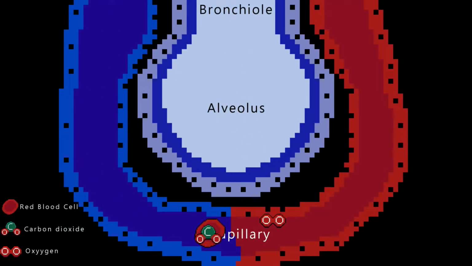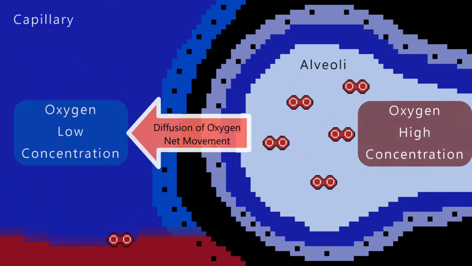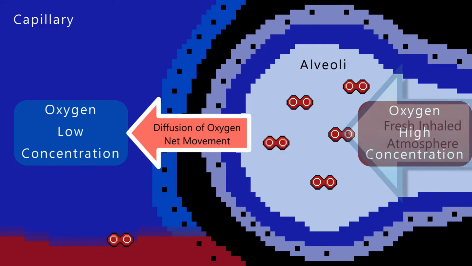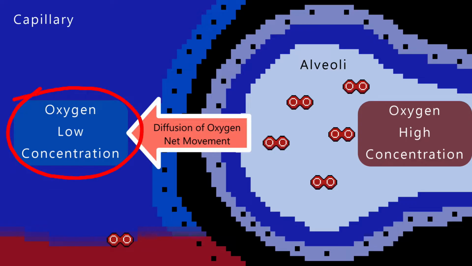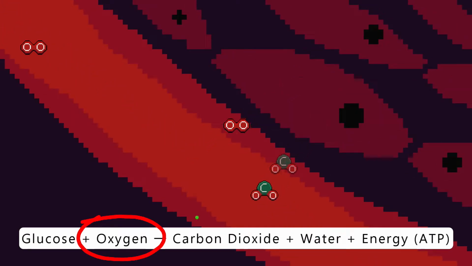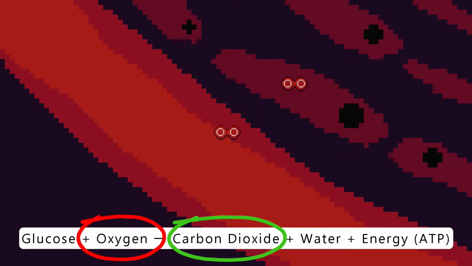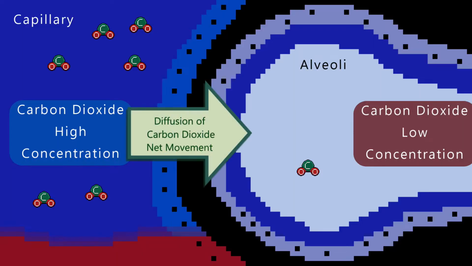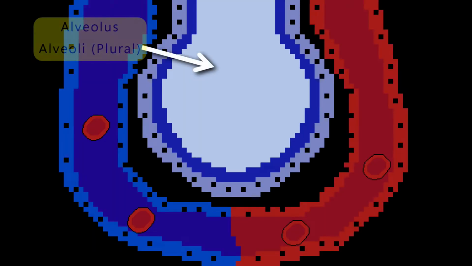Deoxygenated blood flows all around the alveoli so that oxygen can be picked up and carbon dioxide can be removed via diffusion. Oxygen is always in a higher concentration in the alveoli because it is always receiving fresh atmosphere as we breathe. The deoxygenated blood will always have a lower concentration of oxygen compared to the alveoli because the cells have been aerobically respiring and using up the oxygen. Notice the cells produce carbon dioxide, so the blood always has a higher concentration of carbon dioxide compared to the alveoli. You need to be able to label the alveoli.